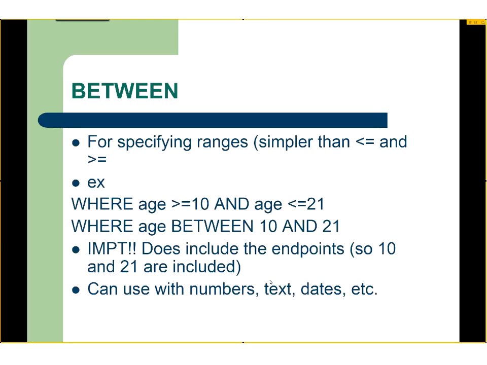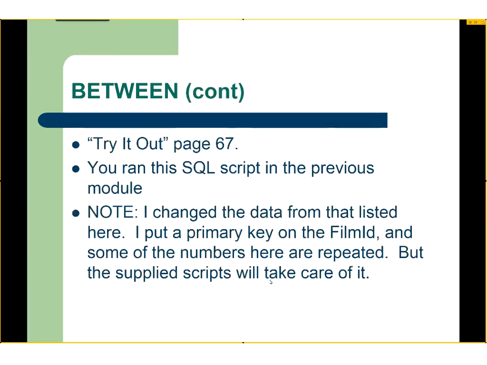Between is a lot of times simpler than less than or equal to, greater than or equal to. So you can say if age is greater than or equal to 10 and less than or equal to 21. Or you can say where age between 10 and 21. Notice you don't need parentheses. It does include the endpoints. Keep that in mind. So if you want somebody greater than 10, okay, you don't want to include the 10-year-olds, you cannot use between unless you use 11, obviously. If you use it correctly, you can use it for numbers, text, and dates. All works really nice as you go through.